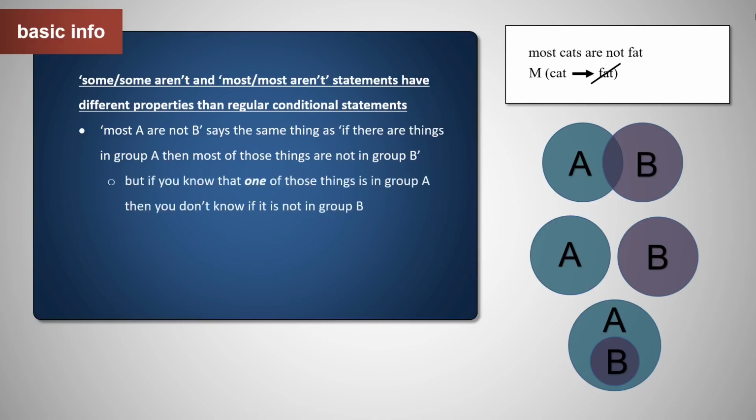But if you know that one of those things is in group A, you don't know if it's not in group B. Same thing, because it's dealing with most, it's dealing with all of the elements and then their majority. So you take the elements, you figure out the majority, and then you know that the majority is not going to be in the other one, but you don't know if that specific element falls in that group that is or in that group that isn't in B. And if something is in group B, you also can't say that it's not in group A. So the other way around, if you have most cats are not fat, you can't say that most fat things are not cats, and then on the basis of that say, oh, it's a fat thing, so it's not a cat. Once again, you don't know. It could be that it's not at all. It could be that it very much is, depending on where you take it from.